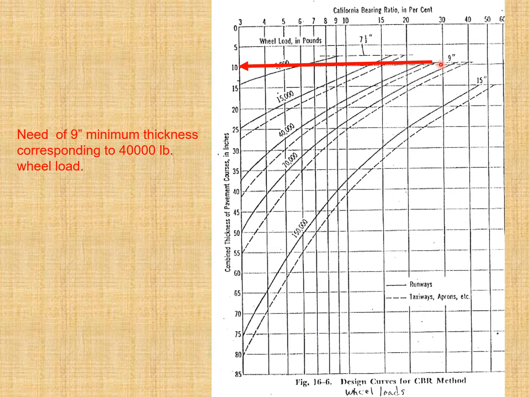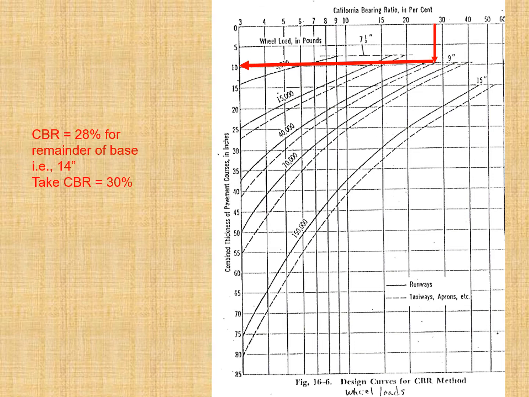So this is the minimum thickness corresponding to 40,000 wheel load, that is, you are getting 9 inches. So the need is 9 inches minimum thickness corresponding to 40,000 wheel load. And corresponding to this point, you can see the CBR value, that is about 28%.